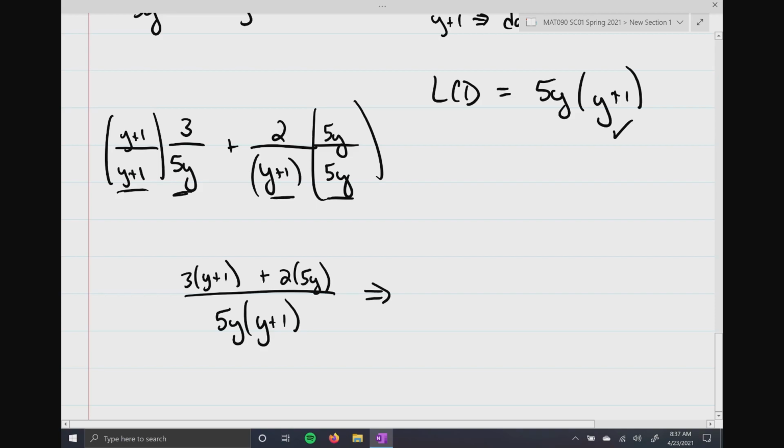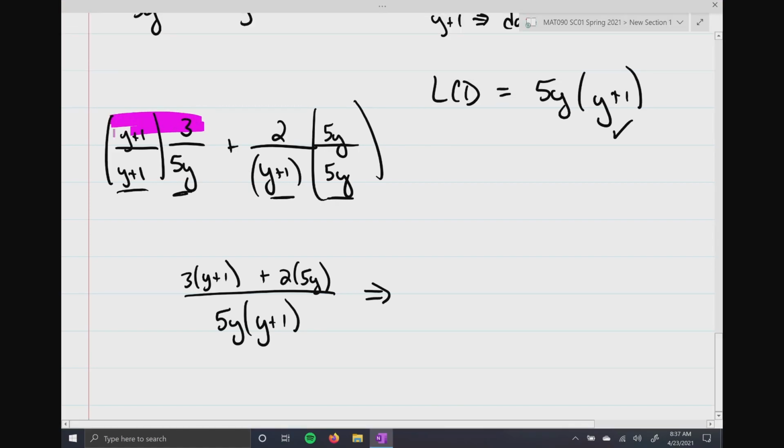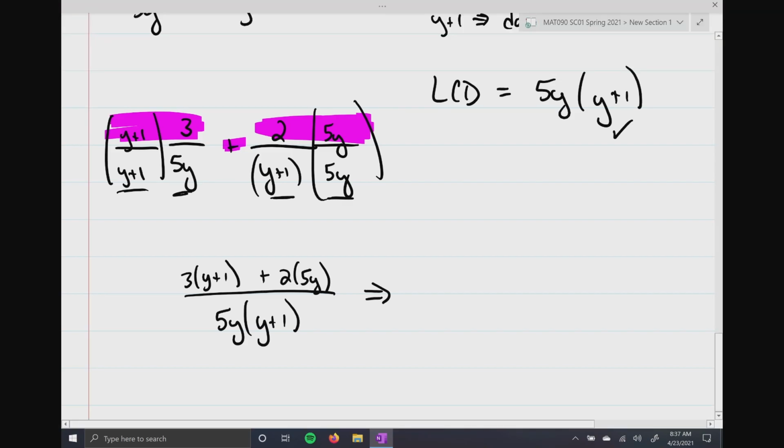Now, if you're wondering where that came from, I'm going to highlight it here for you. There it is right there. Actually, let me even get the plus sign in there. Okay? So now that we wrote out the entire numerator, let's go ahead and simplify. Remember, the denominator stays the same. So I need to distribute.